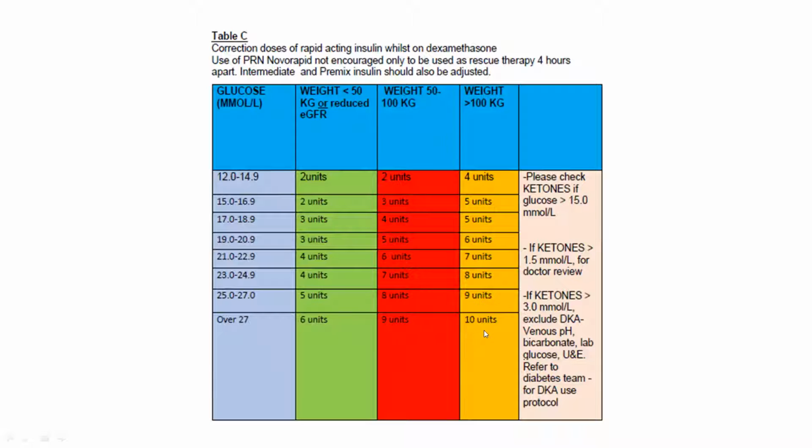So you can see if somebody's blood sugar is very high, more than 27, they are overweight. And indeed, if they have ketones, you will want to give them higher units of insulin. But if the ketones are more than 3, you must check their acid and base balance to ensure that they are not in DKA.